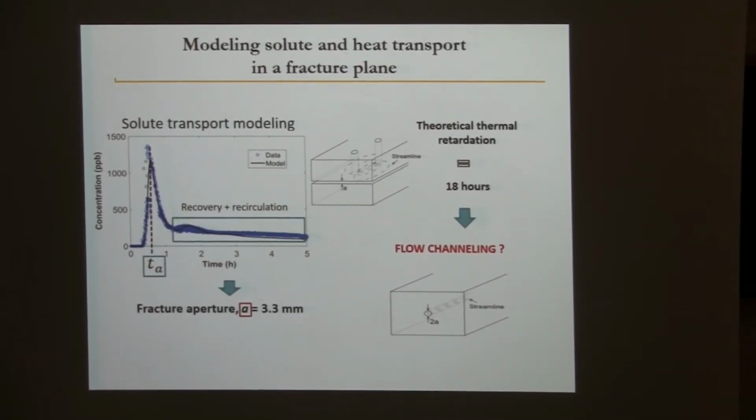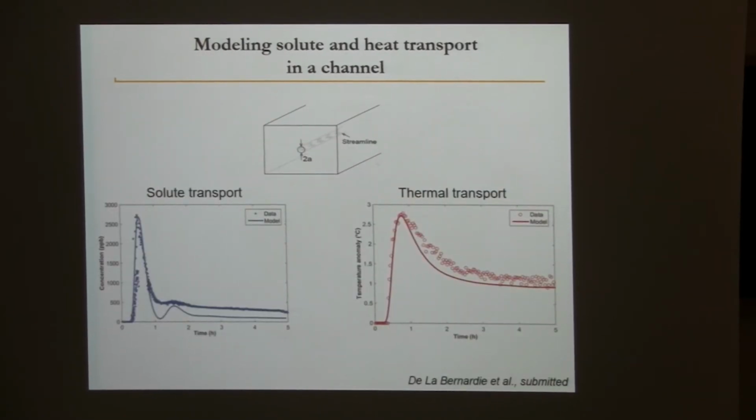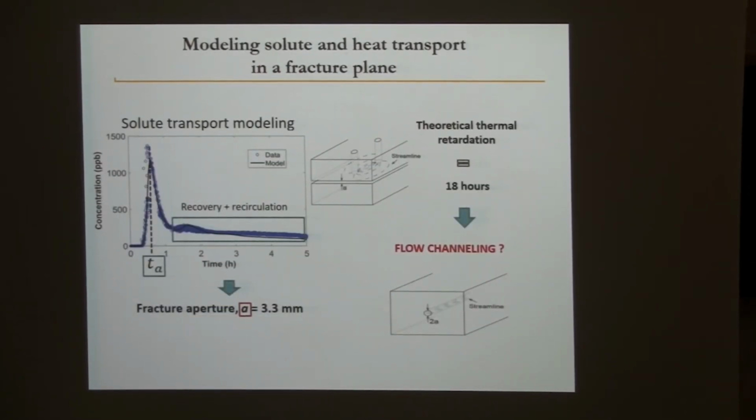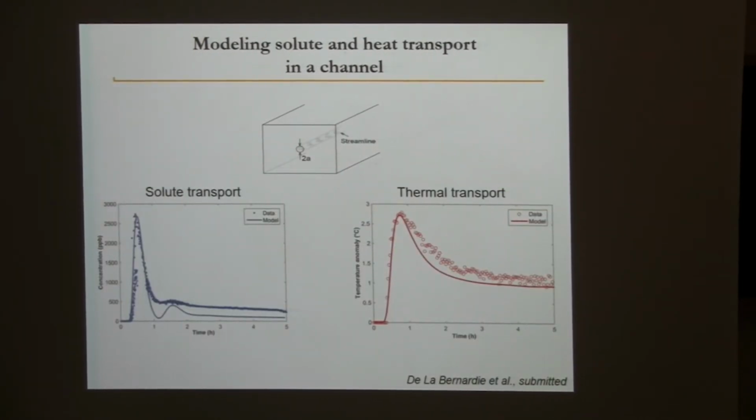So in that case, it's not possible, and we need to have flow channeling, because when you have flow channeling, you restrain the amount of heat that is conducted into the matrix, and indeed, when you consider a channel, it's possible to model both solute and thermal transport, which shows that the system is really well channelized.